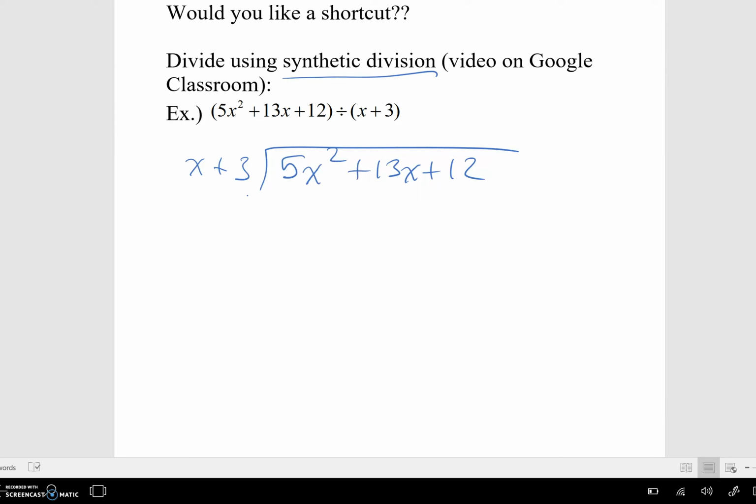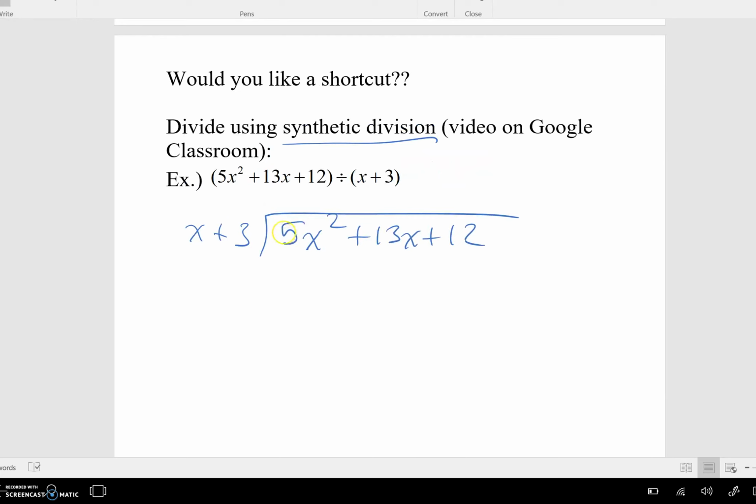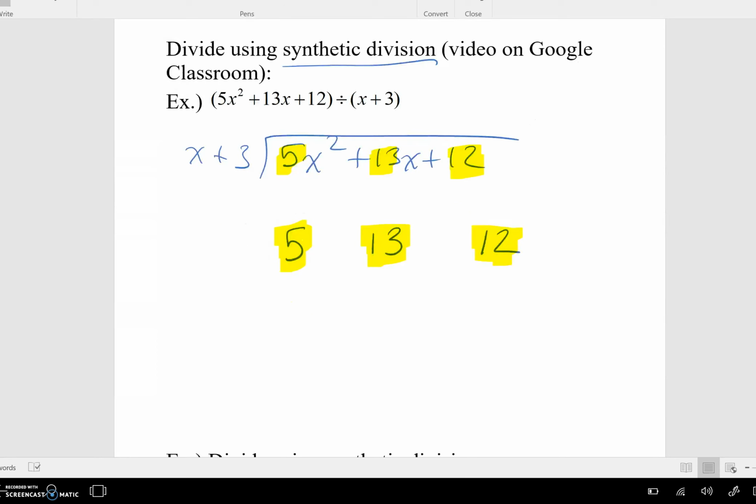Okay, so I'm only going to look at the coefficients and constants of the dividend, and rewrite them here. So we got 5, 13, and 12. Okay? And just so you're clear where we got those.